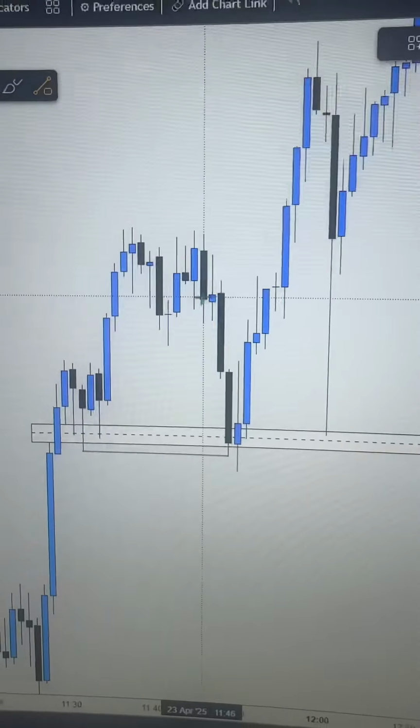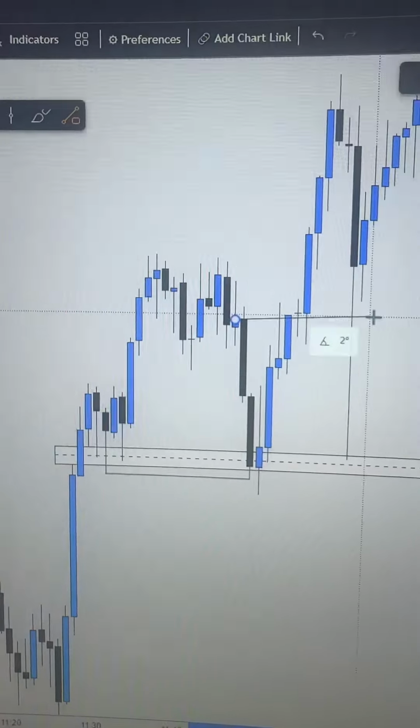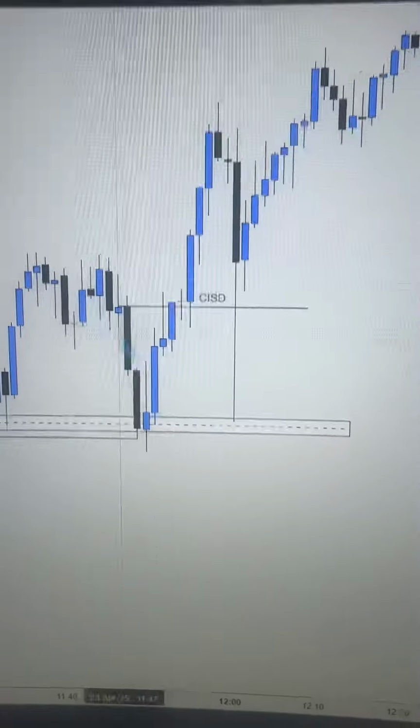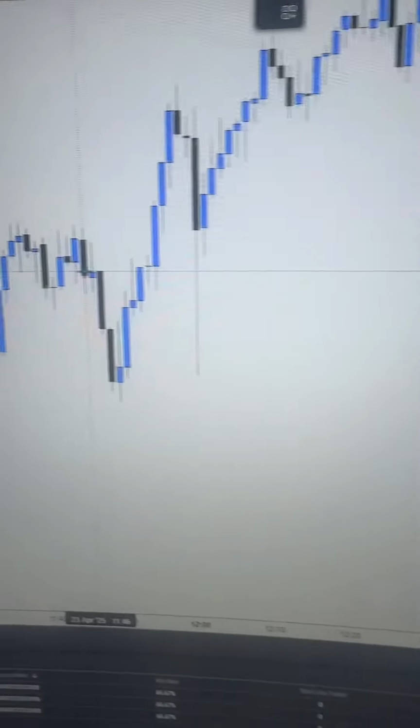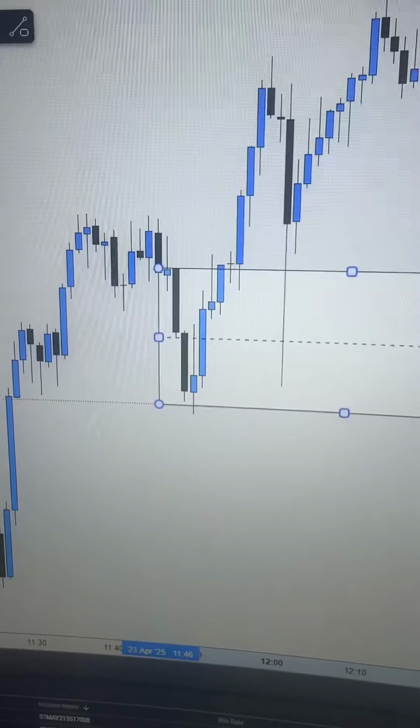So we're gonna mark out the opening of the first candle that started this move. Not the wick, but the opening. When price comes back and closes above this level, this now formed a CISD, which you can now mark out this whole range as your order block.